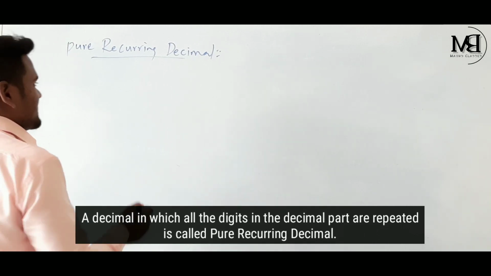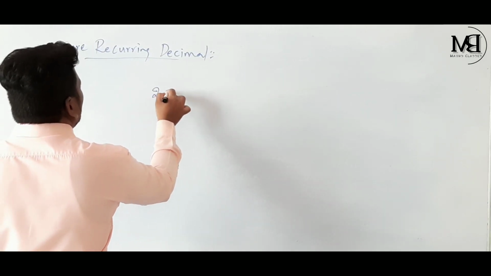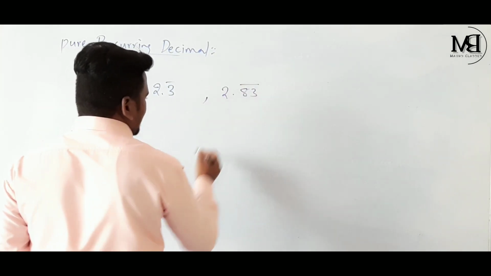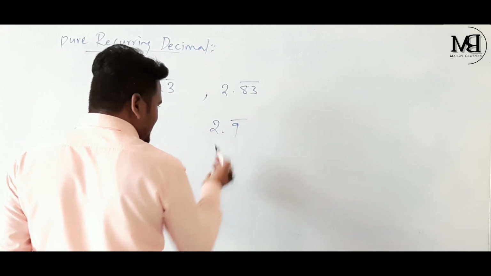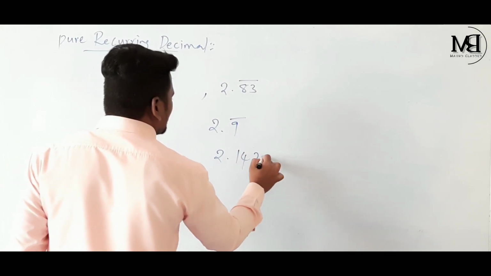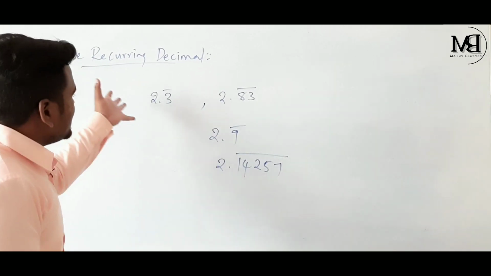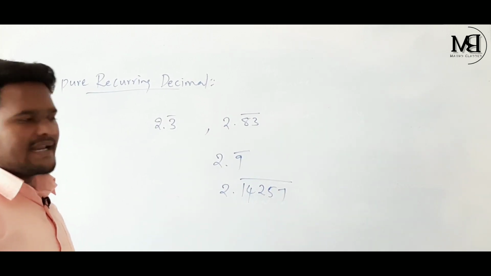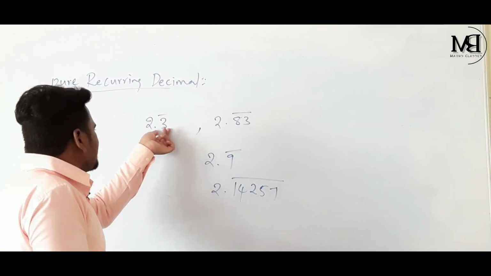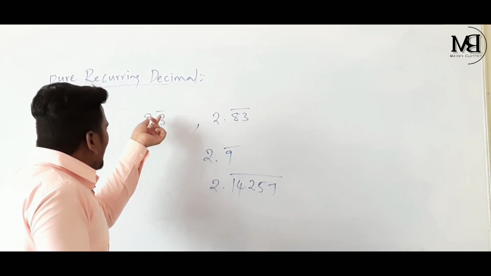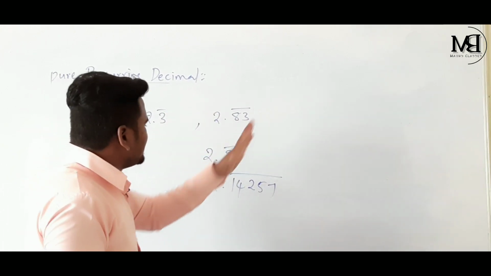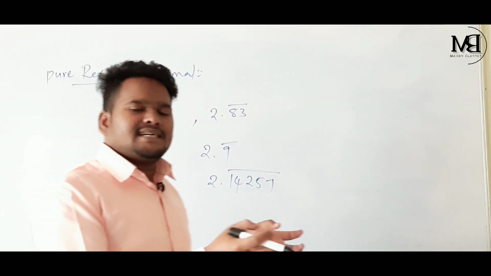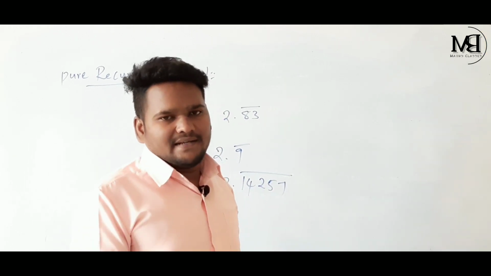Pure recurring decimals. Examples: 2.3 bar, 2.83 bar, 2.9 bar, 2.14257 bar. These all are examples of pure recurring decimals. See here, if you observe the digits in the decimal parts, all the digits are repeating. 3 is repeating, 83 is repeating, 9 is repeating, 14257 is repeating. Means all the digits in the decimal part are repeating.